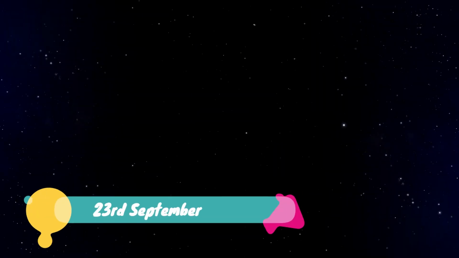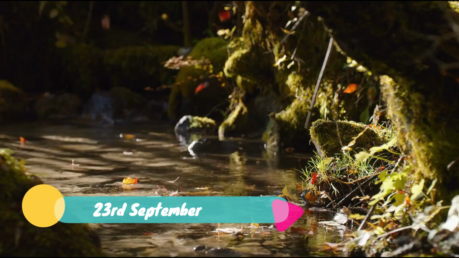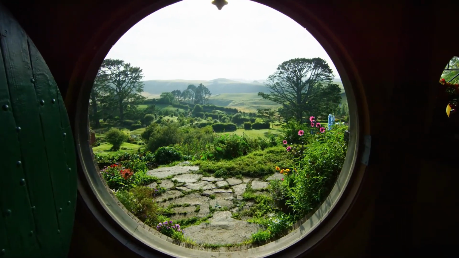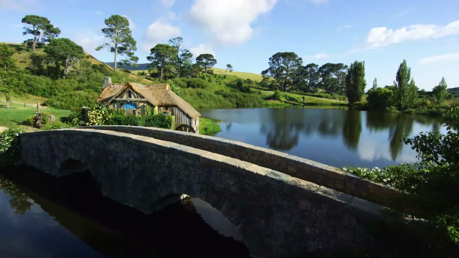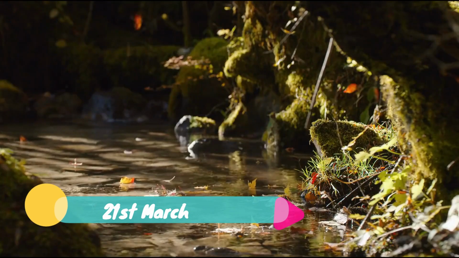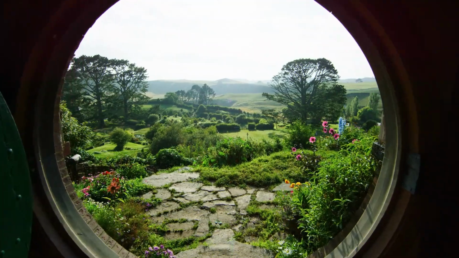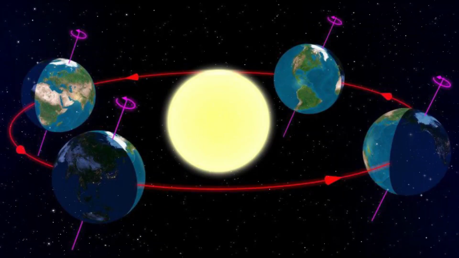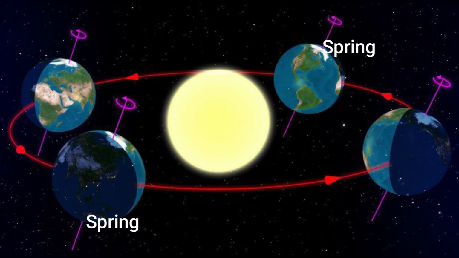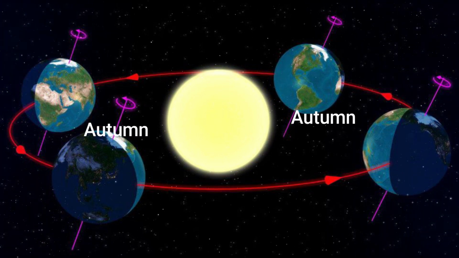On 23rd September, it is autumn season in the northern hemisphere and spring season in the southern hemisphere. On 21st March, it is autumn season in the southern hemisphere and spring season in the northern hemisphere. When it is spring season in the northern hemisphere, it is autumn season in the southern hemisphere.